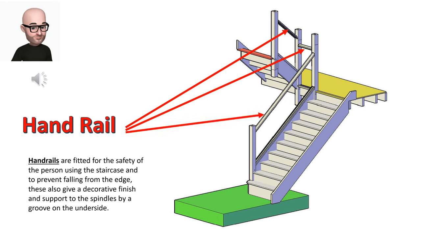Handrails. Handrails are fitted for the safety of the person using the staircase and to prevent falling from the edge. These also give a decorative finish and support to the spindles by a groove on the underside.